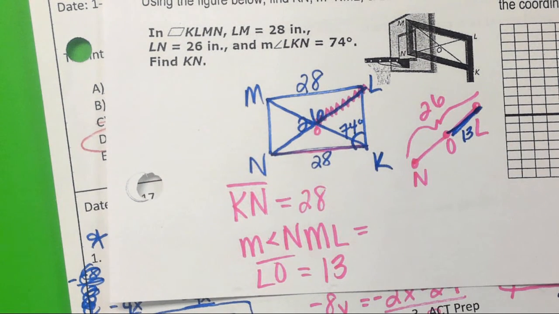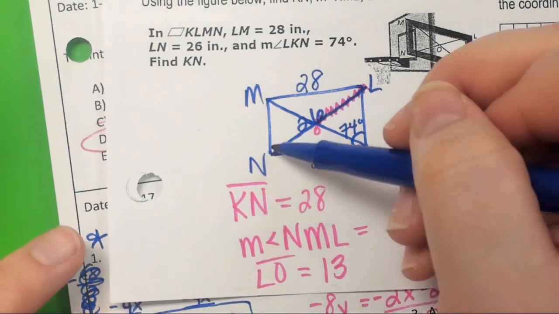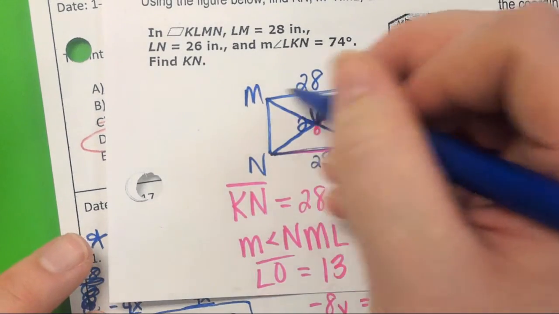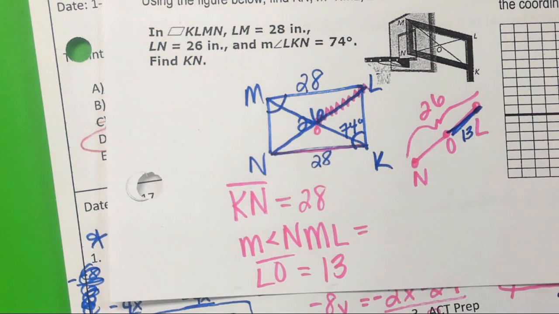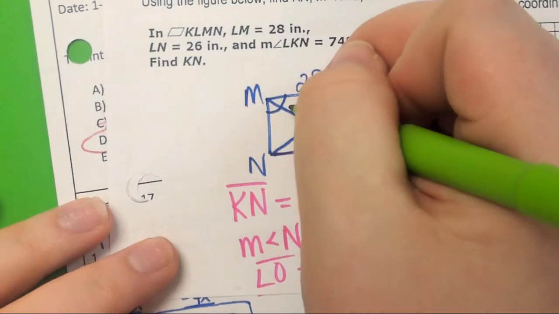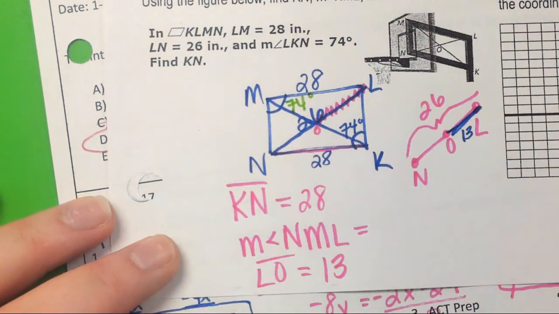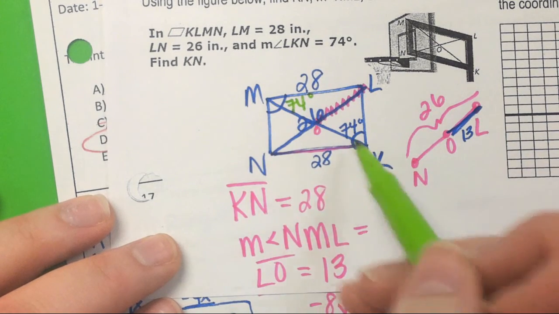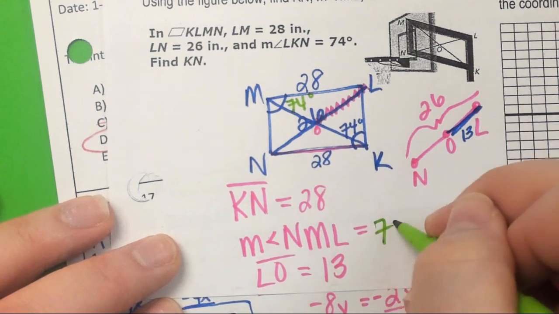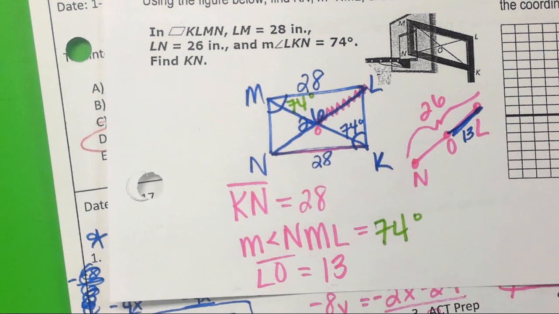Okay, and then last but not least, they asked for angle NML. NML would be right here. What number can I put on NML? Say it, Catherine. 74. You can put 74 because we learned that the opposite, yes, these two are supplementary, the two consecutive interior, but the opposite ones are congruent, so it's 74 degrees. Very good.